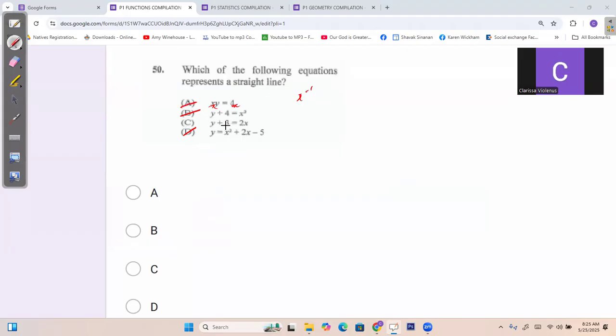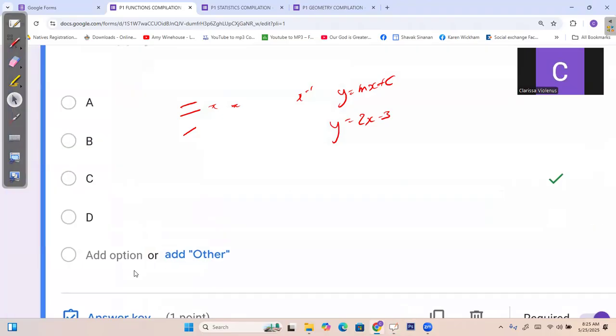So if we transpose here, we carry over the 3. This is going to give me y is equal to 2x minus 3, which fits the formula y is equal to mx plus c. So that's a straight line. So your answer is C, correct?